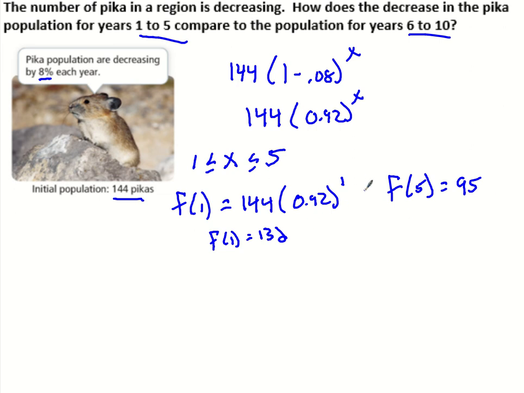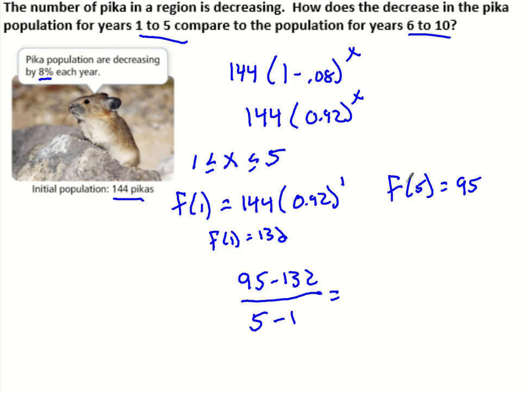So what are we decreasing by each year in this time frame between the first 5 years? And of course it's different every single year. However, we can find an average rate of change by taking these two and finding the rate of change. So the way we do that is, again, we have our x values, we have our y values. So we can do change in y over change in x. So what I can do is 95 minus 132, over 5 minus 1.